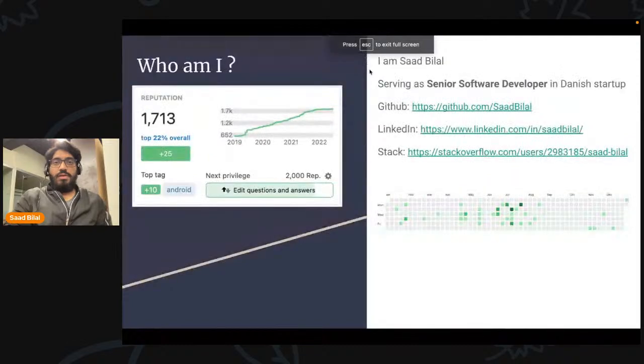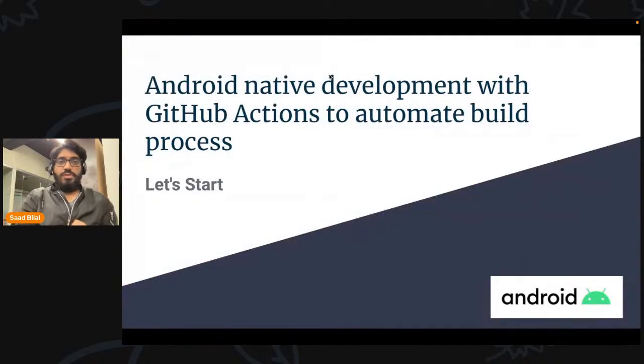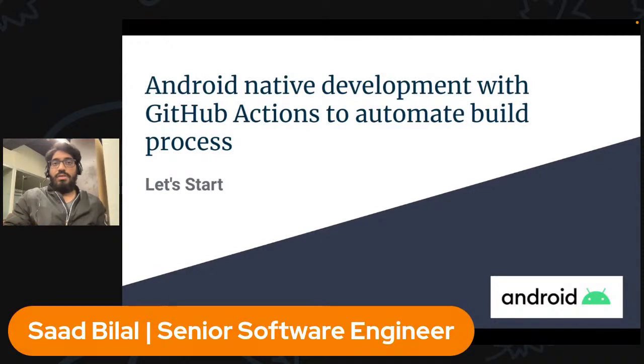So, guys, let me start from the very first. As the title shows, it's basically Android native development with GitHub Actions to automate the build process. The core objective of this talk today is to present how we can take our applications from idea to production. We need to know how we can use GitHub Actions to automate our build process.